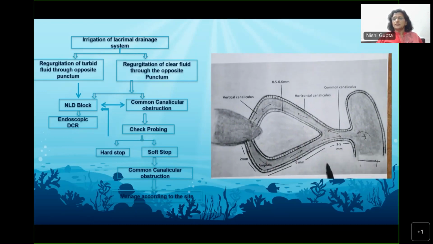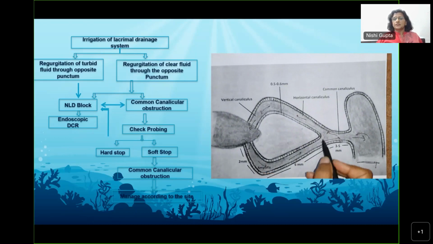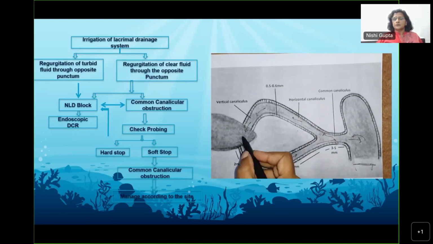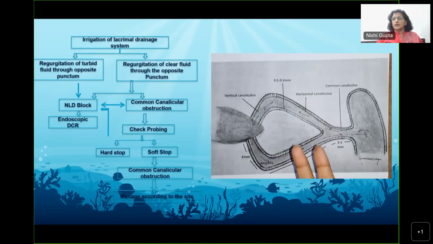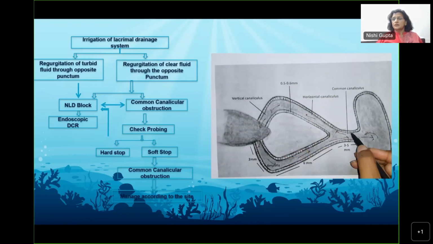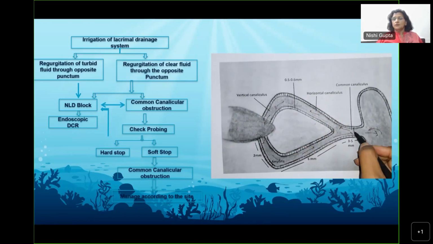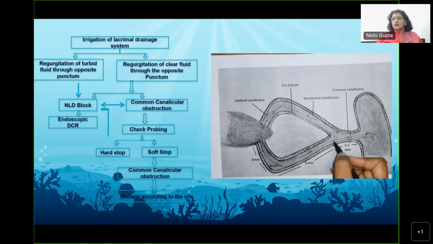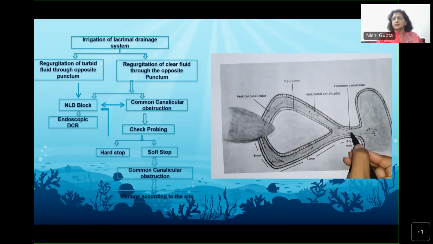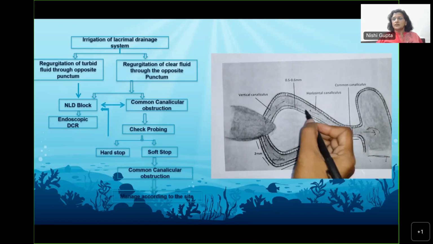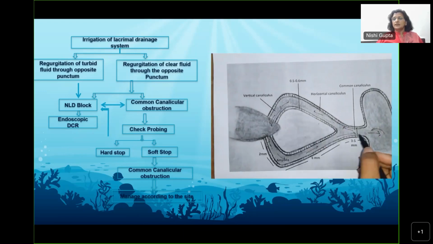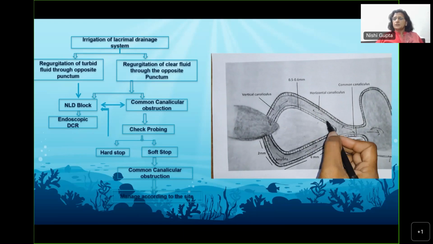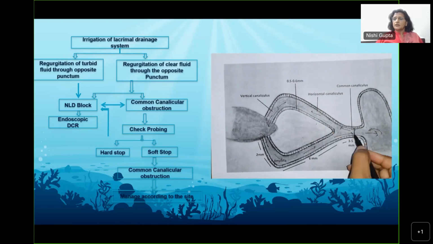But what happens if there is clear fluid that regurgitates through the upper punctum? There are 2 possibilities. One is that there is common canalicular obstruction at this level, and the fluid will go through the canalicular system, will be obstructed here and will regurgitate. So it's the clear fluid that we are irrigating with that regurgitates. And we must keep the possibility of common canalicular obstruction.